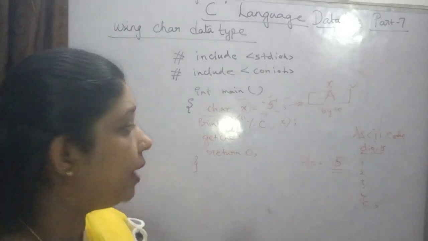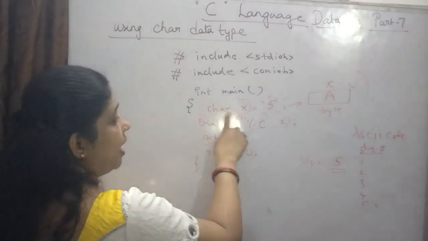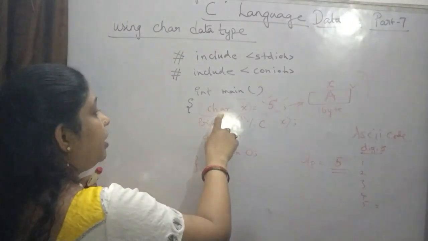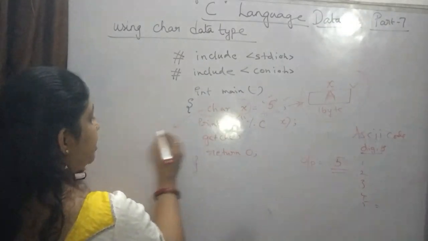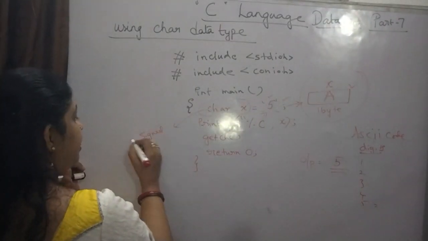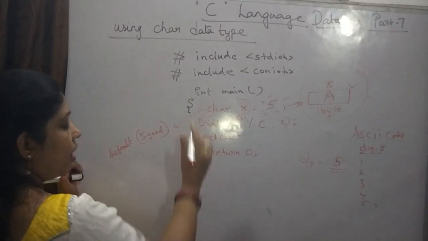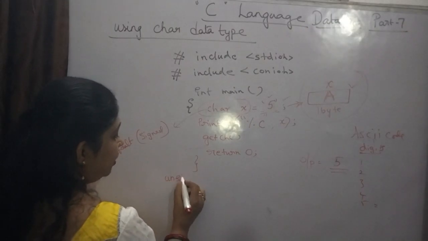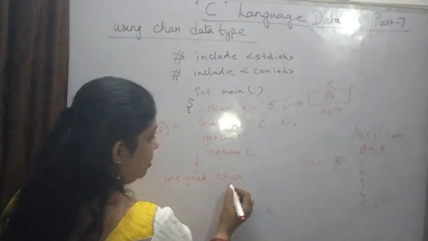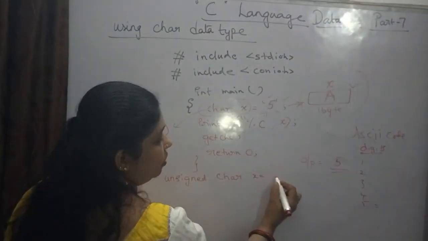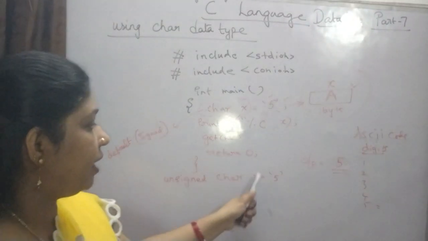And here when I have given char x, you should think that by default it is going to take the signed data type. This is the default one. Or suppose you have given unsigned char. Now you just check what happens. Unsigned char x equal to, think that 5 you have given.